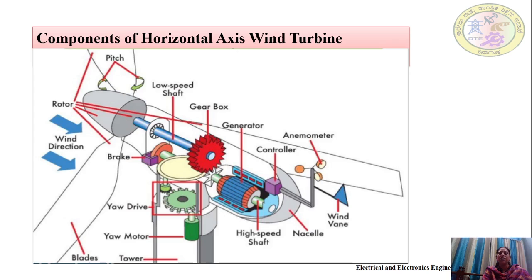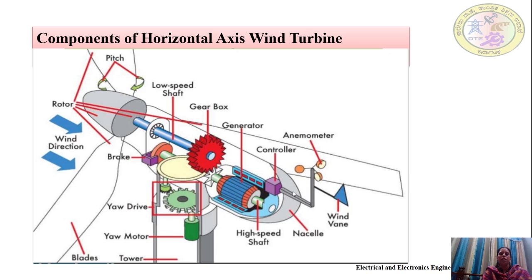Here is another diagram or image to show the 3D view of this horizontal axis wind turbine. You can see here the tower and yaw drive, yaw motor, and we have the low speed shaft and high speed shaft. Remember here, later I will explain what is this low speed shaft and what is this high speed shaft. And already I told you about the nacelle.